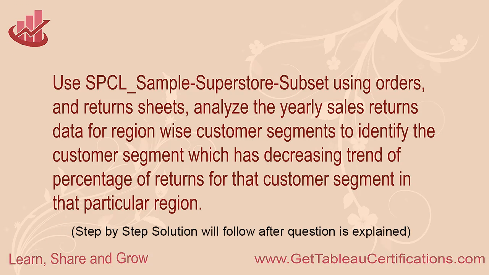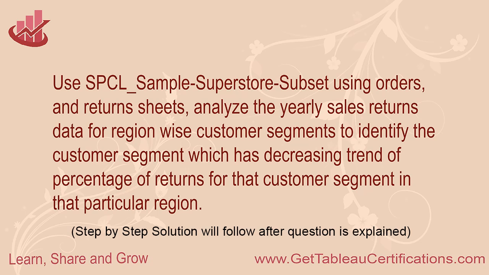Using the orders and returns sheets of the sample superstore subset, analyze the yearly sales returns data for region-wise customer segments to identify the customer segment which has a decreasing trend of percentage of returns for that customer segment in that particular region. So by reading the question, we can identify that he is expecting us to find the customer segment which has the decreasing trend of percentage of returns.